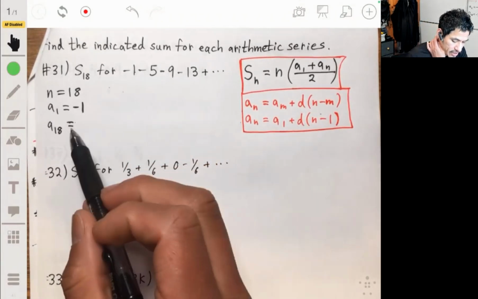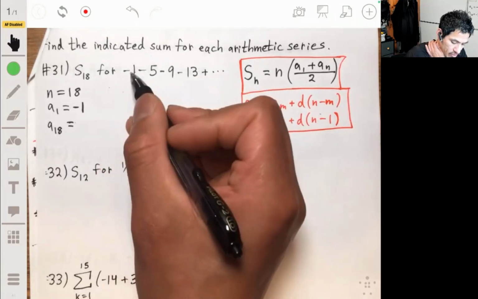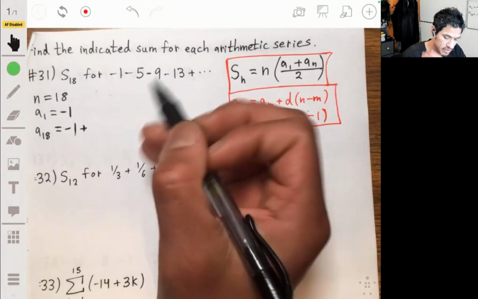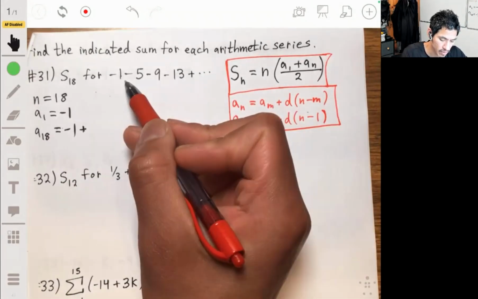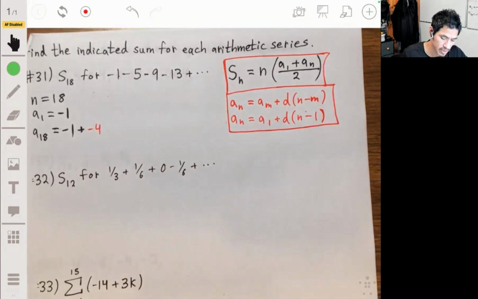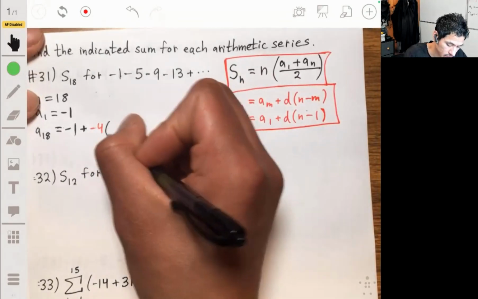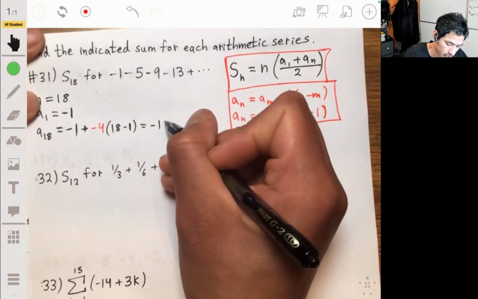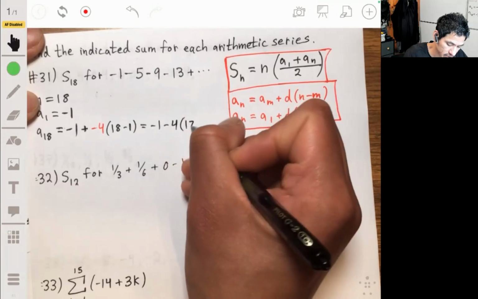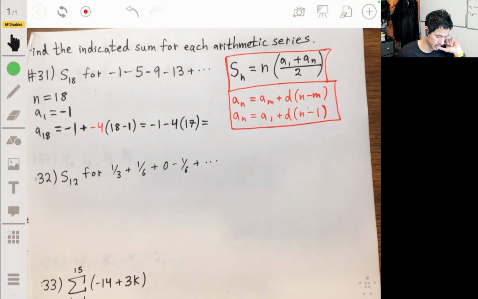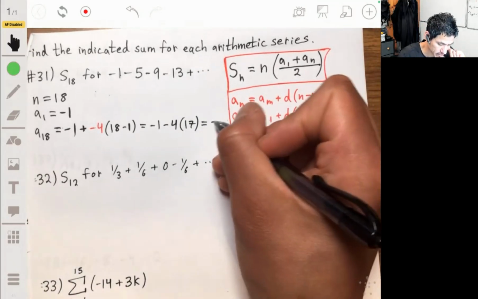So A18 is going to be equal to A1, which is -1, plus our common difference d. We're going down by 4, we're decreasing by 4, so that's going to be -4 times 18 minus 1. So it's going to be -1 minus 4 times 17. So -1 minus 68, and -69.